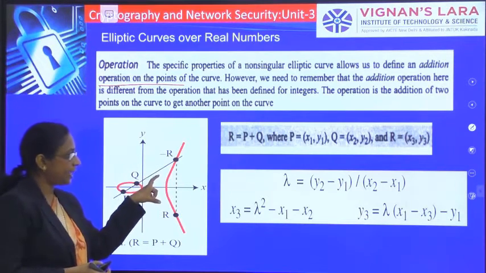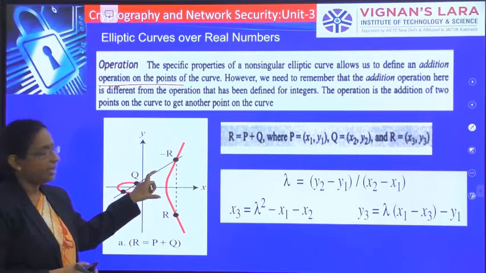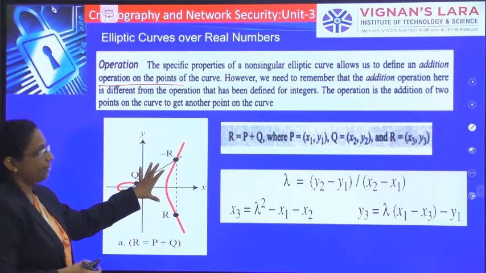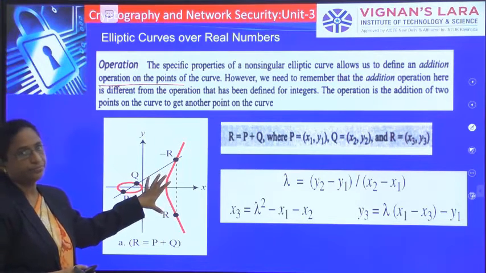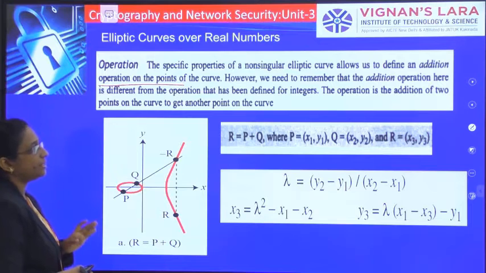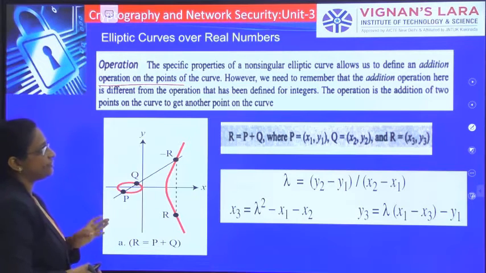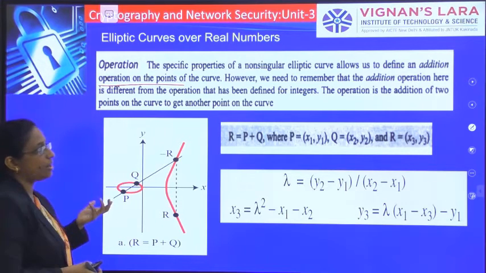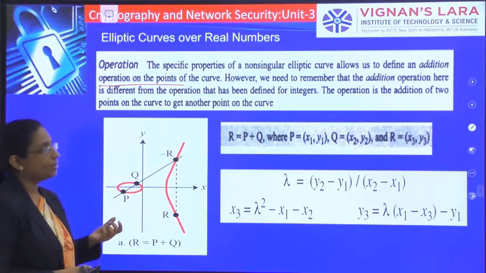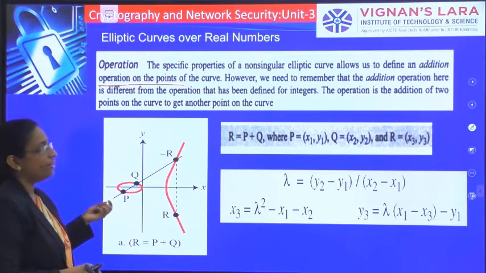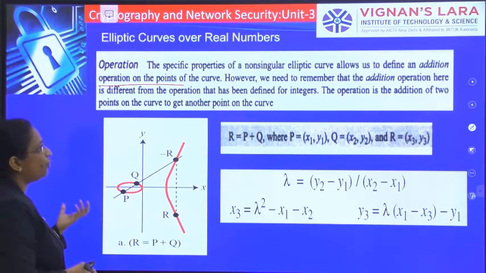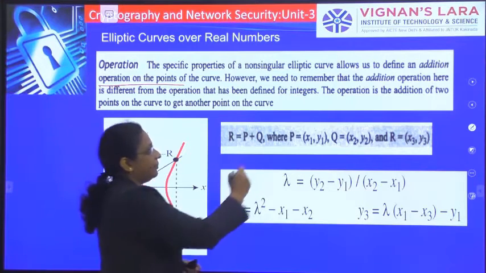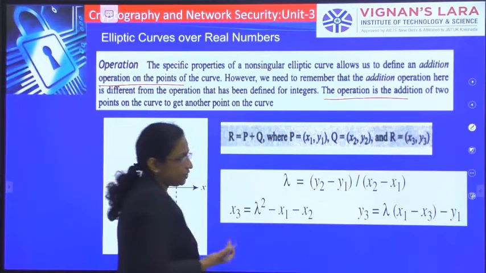Here we have to take 2 points on the curve, and taking 2 points on the curve, we can define an addition operation. We need to remember that the addition operation here is different from the operation defined for integers. It is not simply adding two numbers. The operation is the addition of 2 points on the curve to get another point on the curve.